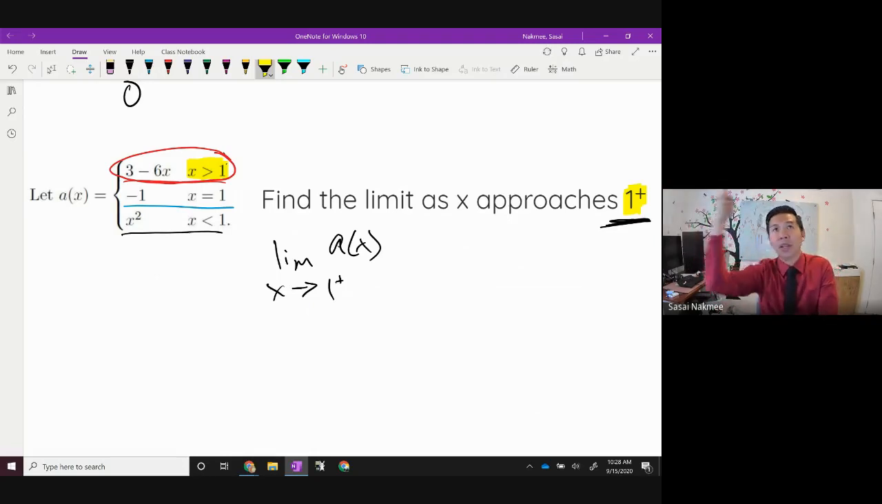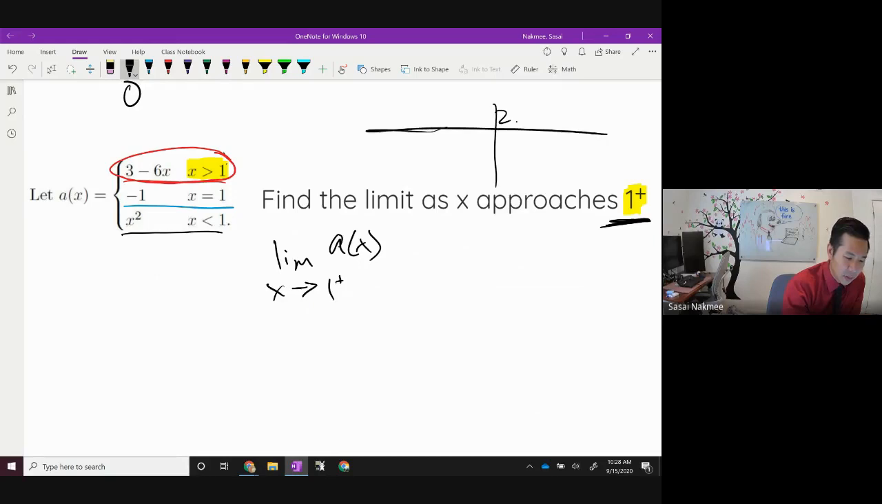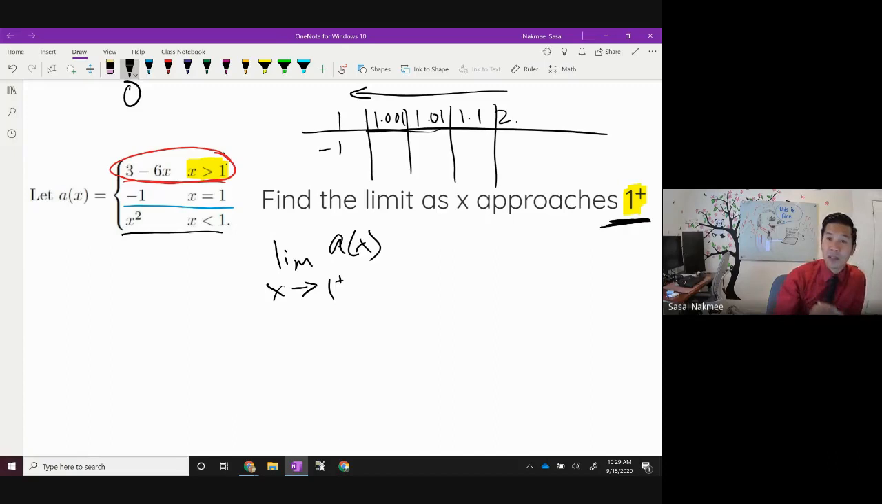So it's going from 2, 1.5, 1.1, 1.01, 1.001. All those values are greater than 1. So it's coming from 2, 1.1, 1.01, 1.001, right? I'm approaching it from this side right here. And I don't really care what the value is at 1. By the way, the value at 1 is going to be -1. The function value is equal to -1 at x equals 1, but I don't care about that. I care about what the limit is approaching as I come from that side.